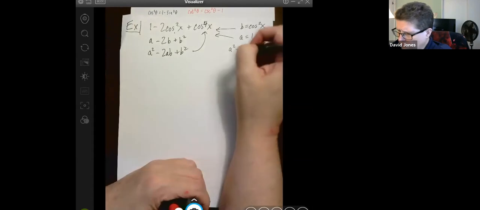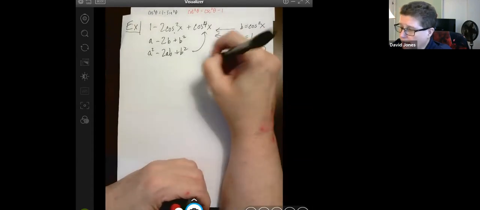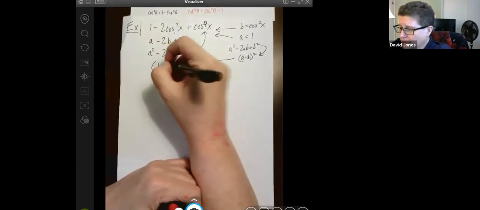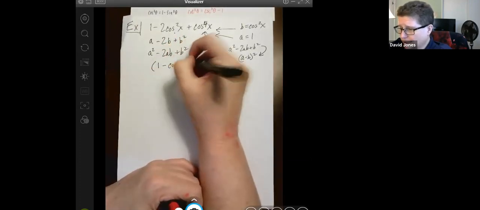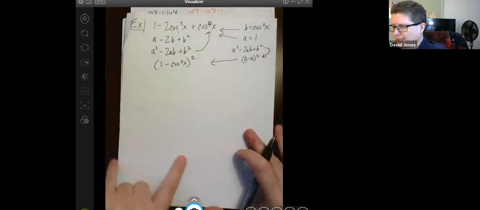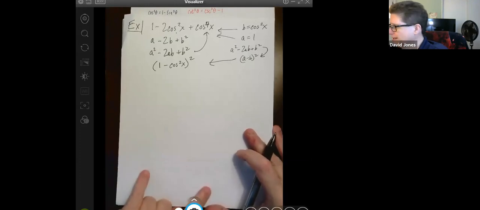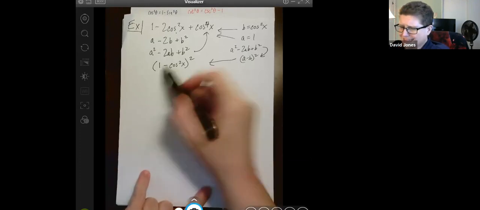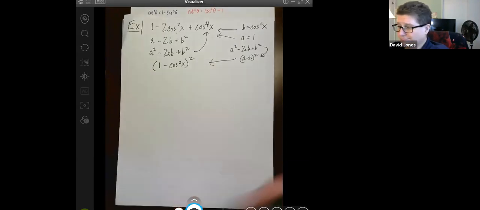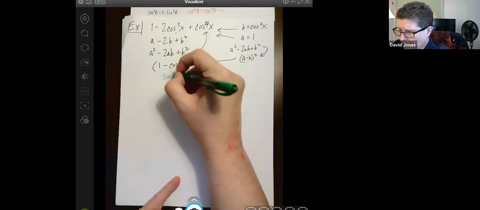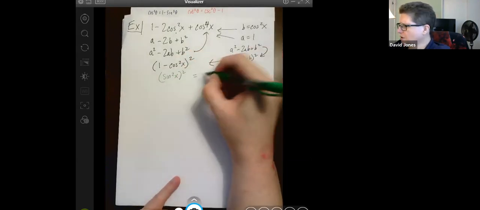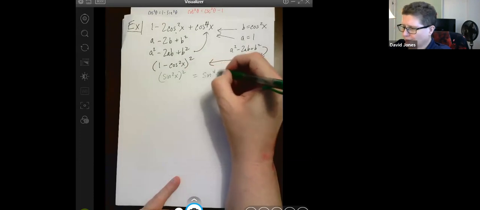That would be the same if I use those. So these two are the same. This is what I want. I want a minus b, that whole thing squared. I got a minus b is 1 minus cosine squared x, squared. Well, that simplifies it some, but guess what? This simplifies even further. What is that? Sine squared, right? Which means this all simplifies down to sine to the 4th power of x.